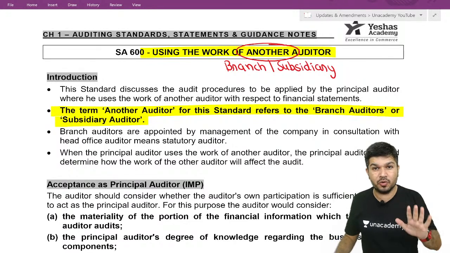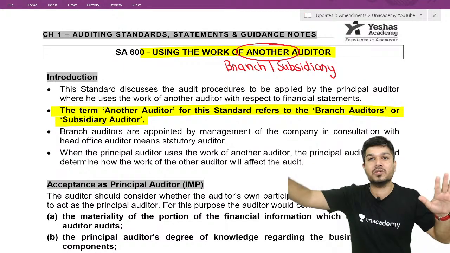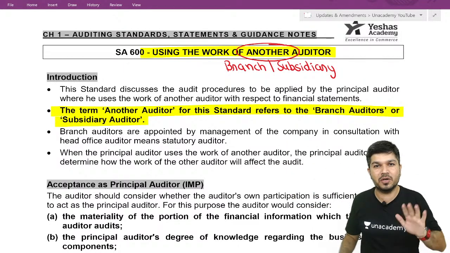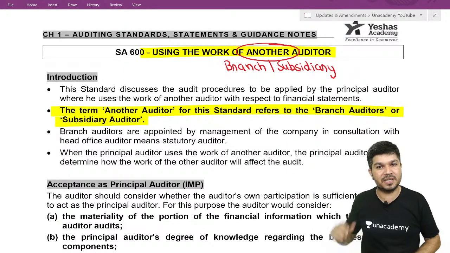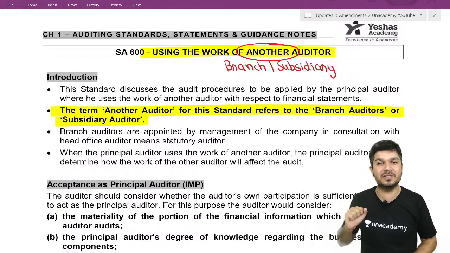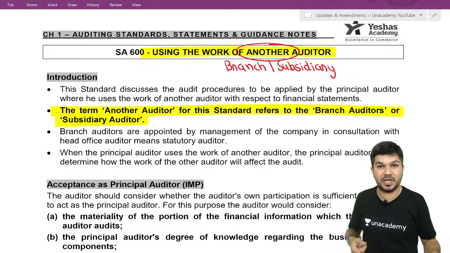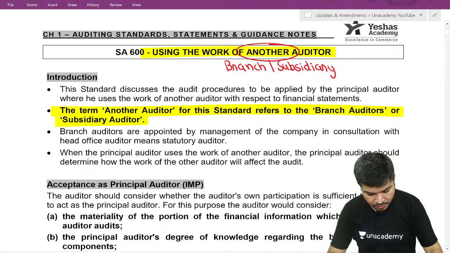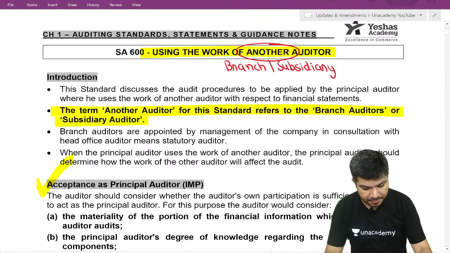Suppose the parent, the HO, was only 5% and branches were 95%. Imagine you are doing the audit of only 5%, and for 95% you're relying on someone else. That should not happen. Better tell them to give you some branch audit as well. This was a question asked in May 21, in your May 21 examination.